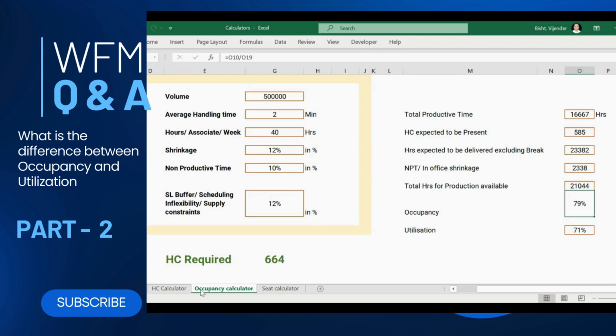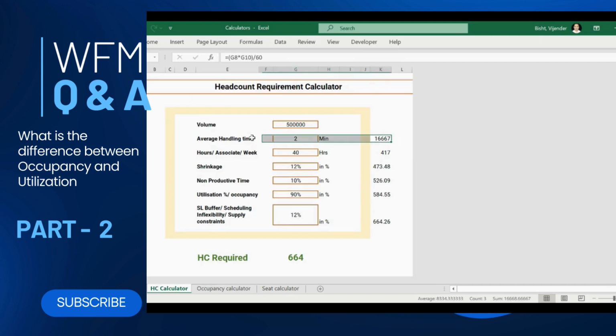Right? So if you go back to the calculator, you will see the same value here. To do this, you need 417 folks. So 417 divided by 585 is 71%. That is your utilization. And if you exclude the non-productive time, then you calculate 407 divided by 526, which is your occupancy. Yeah, thank you very much, guys.